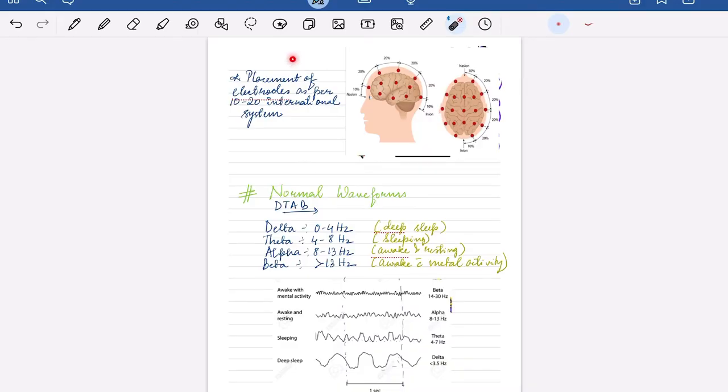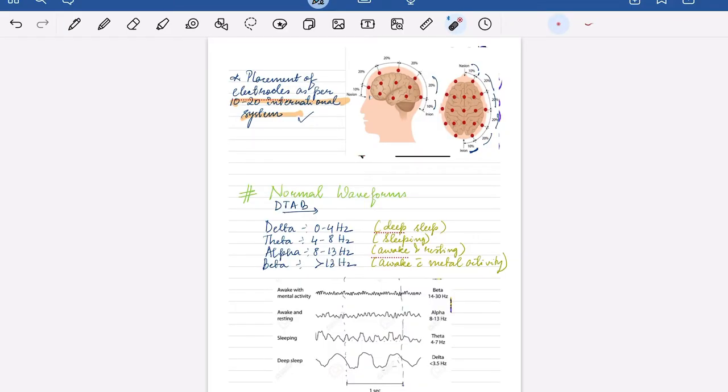Now coming to the placement of electrodes, there is a system known as the 10-20 international system. Now what does it mean? That between the electrodes and the skull landmarks, there has to be a distance of 10% or 20%. As you can see here, from nasion to this electrode, it is a distance of 10%, then subsequently 20%. Again from inion, there is a distance of 10%, then subsequently 20%. Similarly, it is mentioned here. So we need to learn the name of this, that is the 10-20 international system of placement.